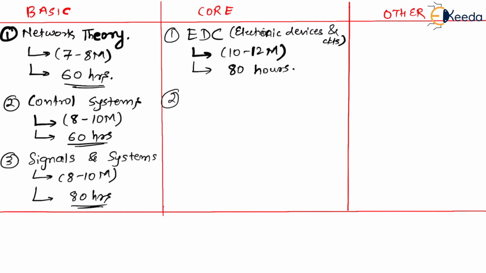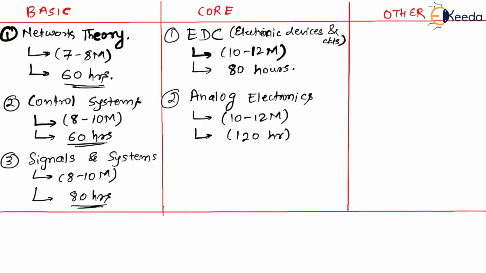80 hours time is required. Then the next core subject that we are going to study is going to be analog electronics. If you think of analog electronics, the marks are going to be somewhere around 10 to 12 marks, and the hours required is going to be 120 hours. 120 hours you will require to prepare this analog electronics subject.